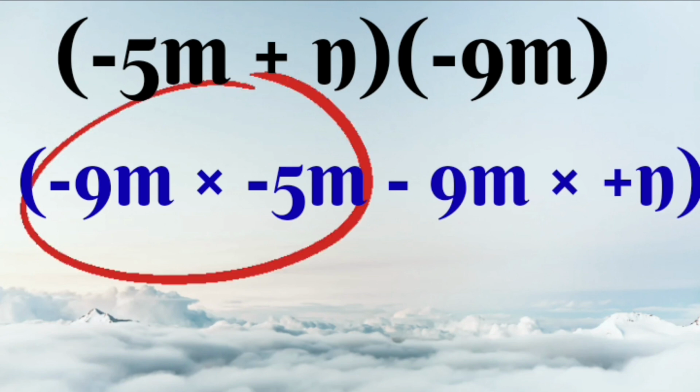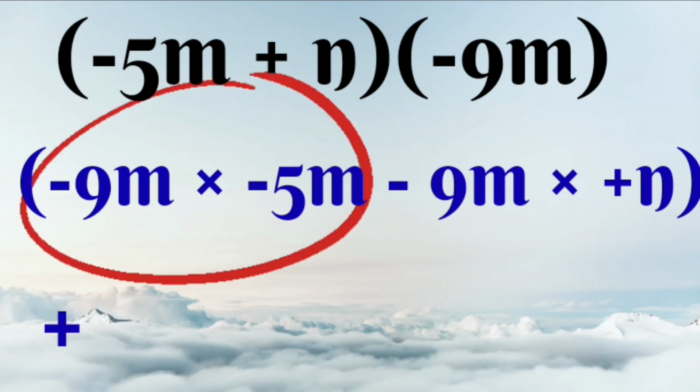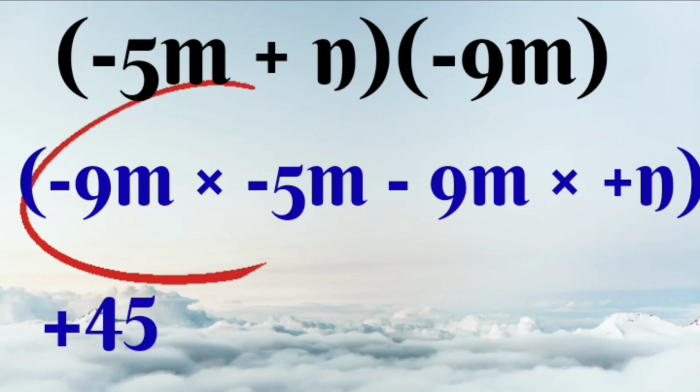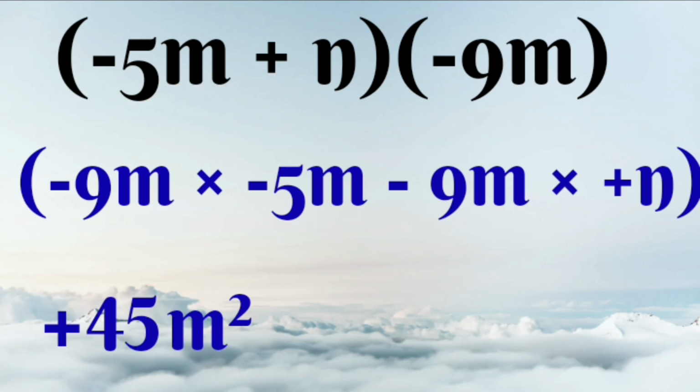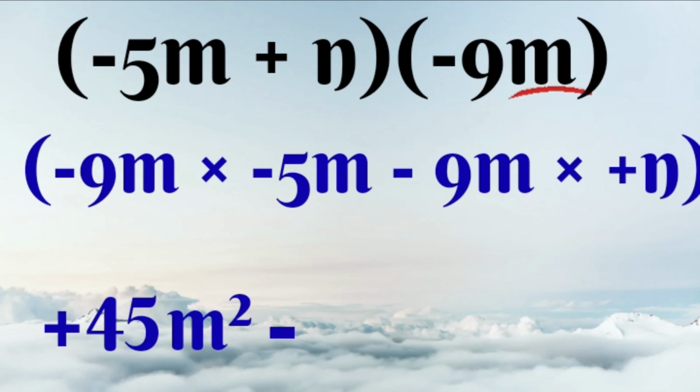Let's first multiply these terms here. Minus times minus is plus. 9 times 5 is 45. And m times m is m squared. Let's go to the next term. Minus times plus is minus.